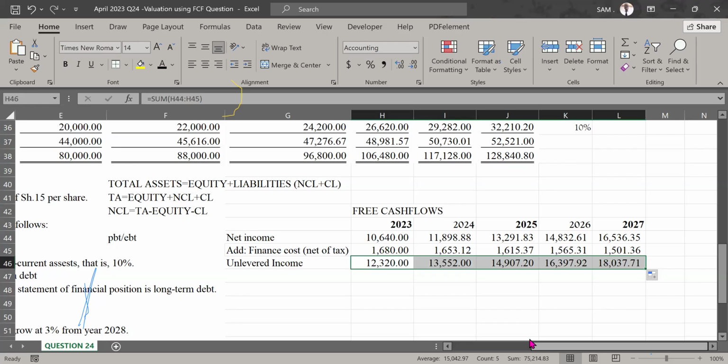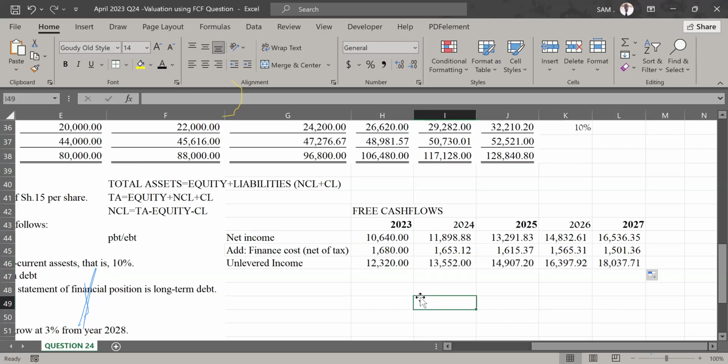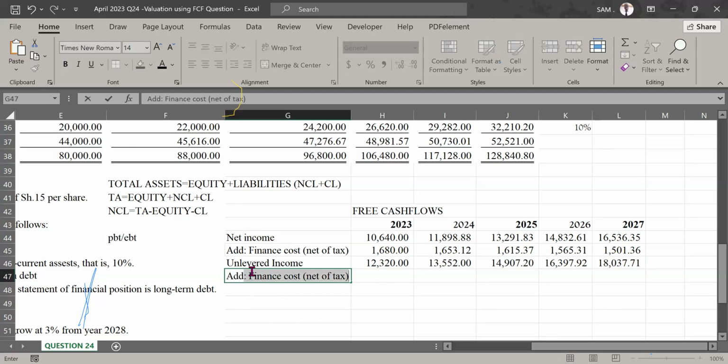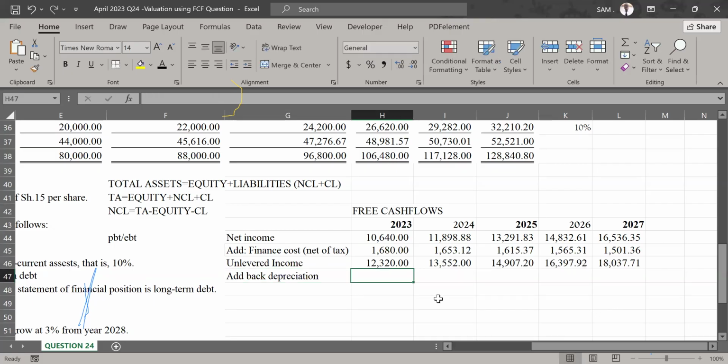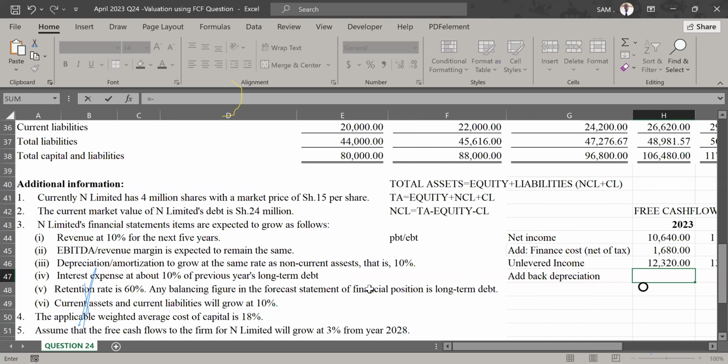After having our unlevered income, now we ask ourselves, what other adjustment, what other element was charged in the income statement that we need to adjust back? And it is depreciation. We know that depreciation normally does not affect our cash flow. So we add back depreciation. Let us add back depreciation. Where is depreciation? It was charged in our income statement up here.